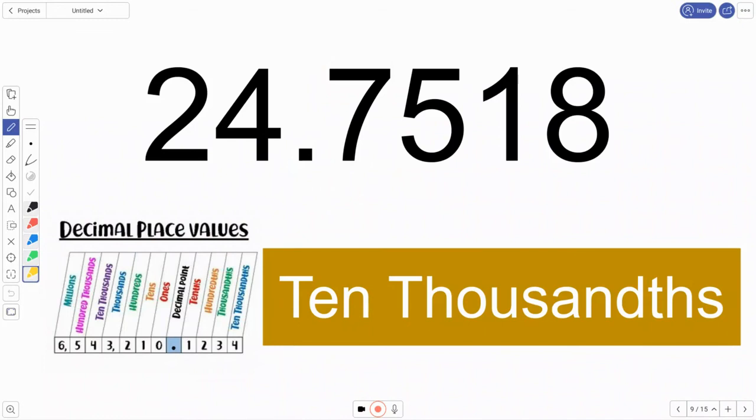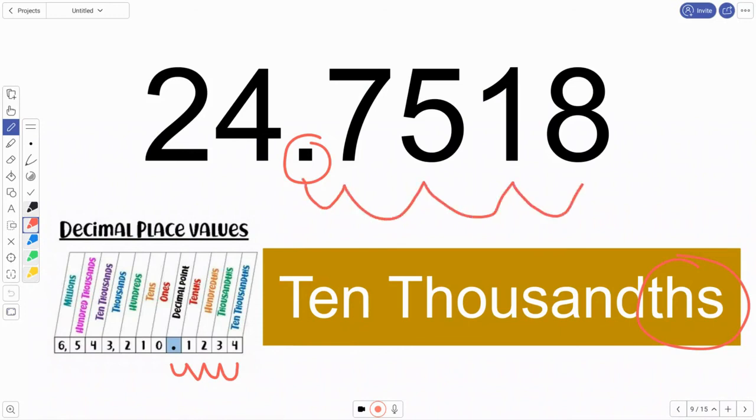All right, last one. It says 10 thousandths. Once again, I see the TH. I notice the decimal. 10 thousandths, looking at my chart, is 1, 2, 3, 4 spots after the decimal. So I'm going to do that on my number: 1, 2, 3, 4. So what digit is in the 10 thousandths spot? Well, that would be 8.